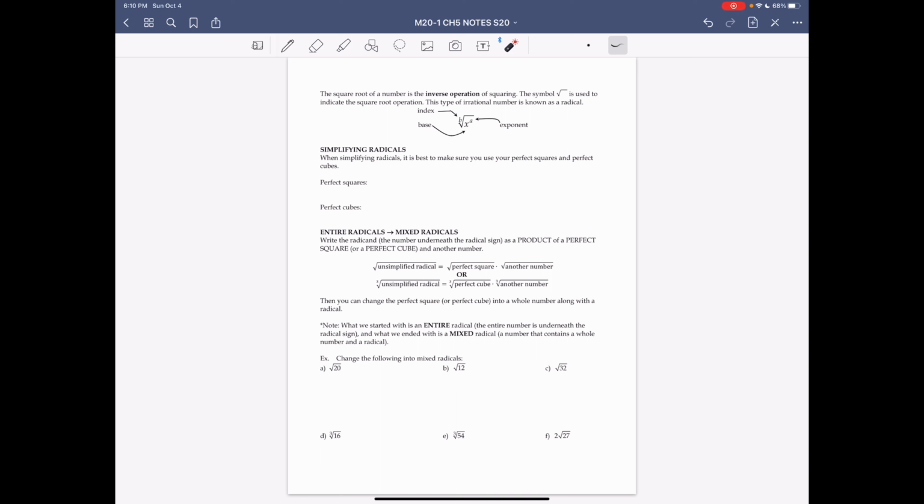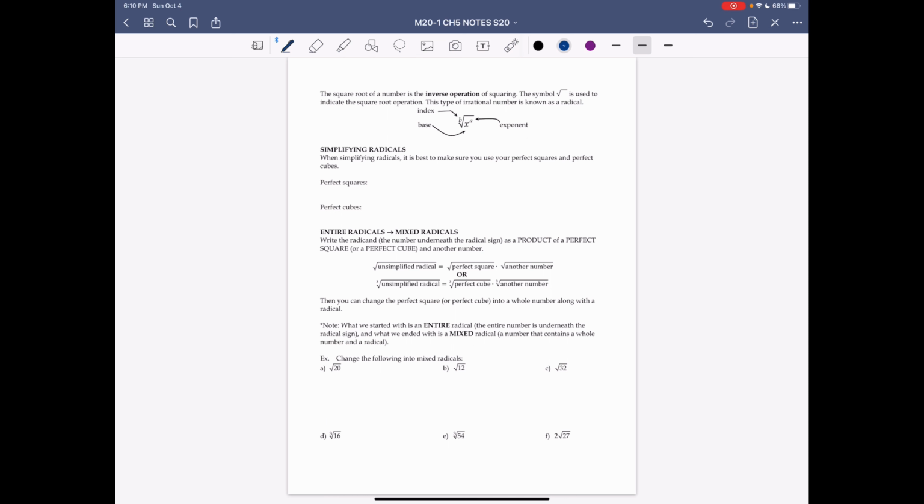Simplifying radicals. When simplifying radicals, it is best to make sure you use perfect squares and perfect cubes. So what are perfect squares and perfect cubes? They're numbers that you can take the square root of and you get a whole number. You can make these numbers by using your calculator and doing 1 squared, 2 squared, 3 squared.